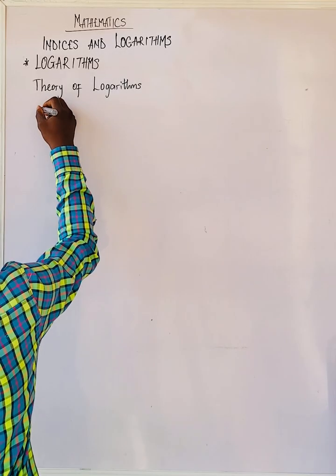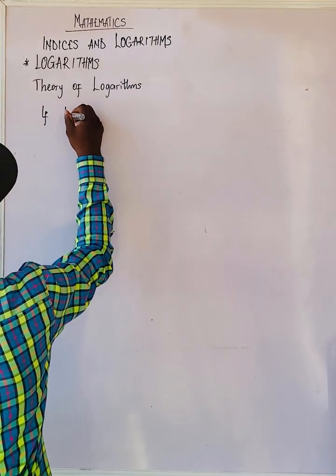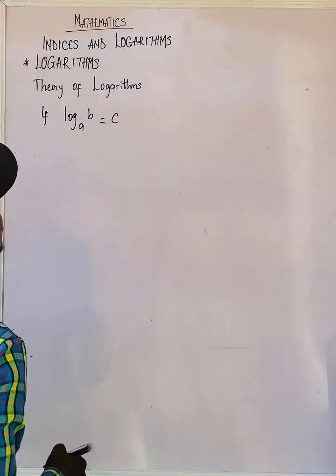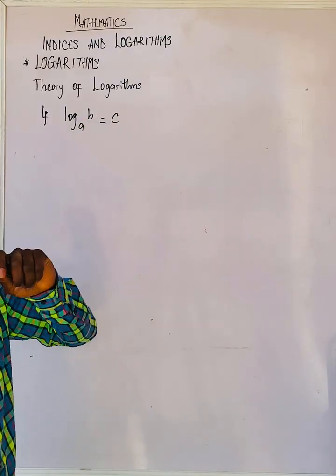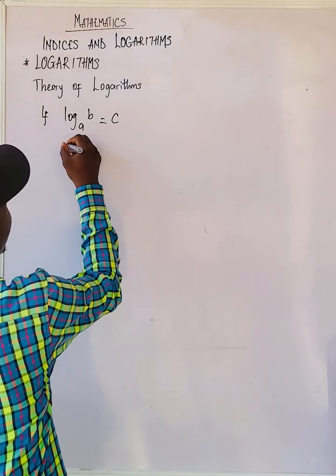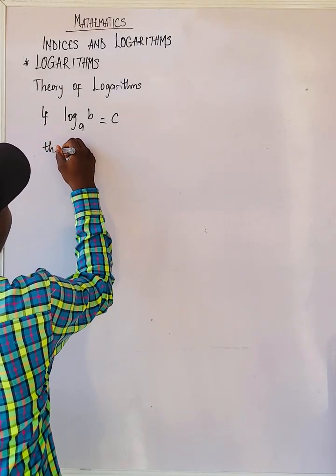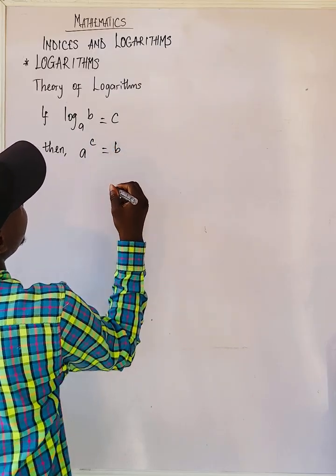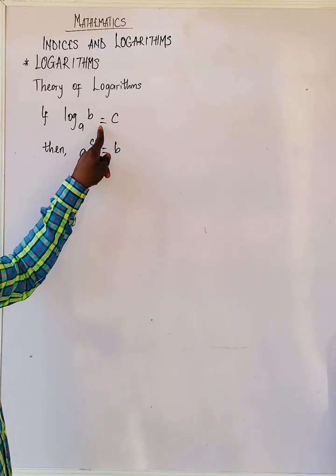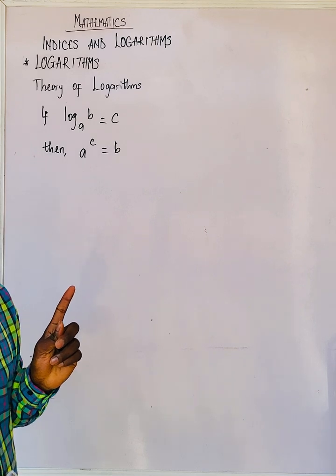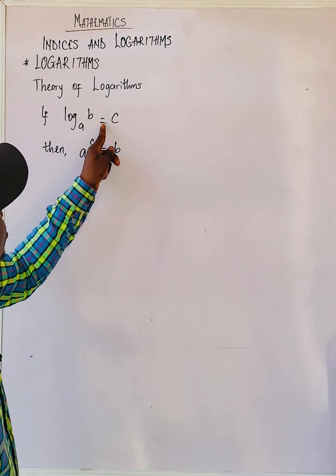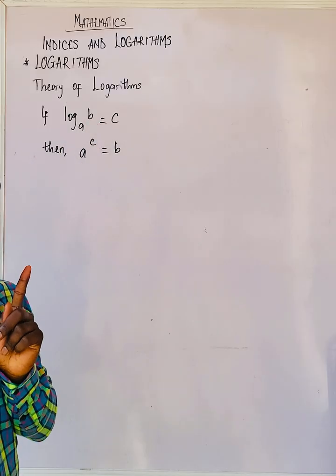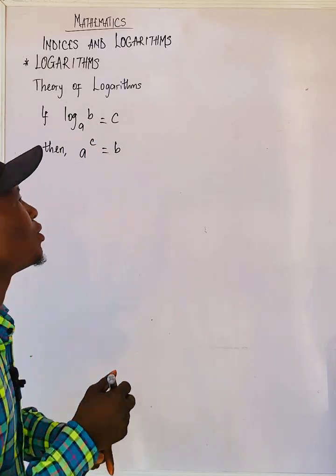Now, what we're trying to say, if log a to the power of b is equal to c, then a to the power of this c is equal to b. If log a to the power of b is equal to c, then a to the power of c is equal to b. So what are we trying to say? Let's use figures and explain better.